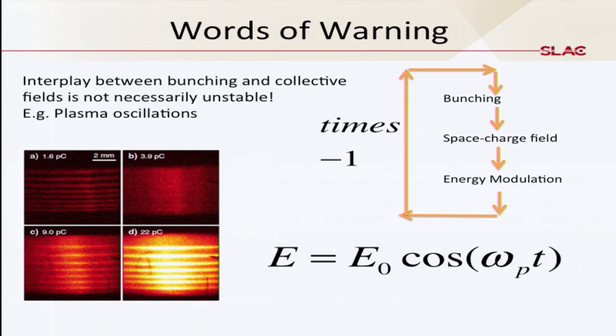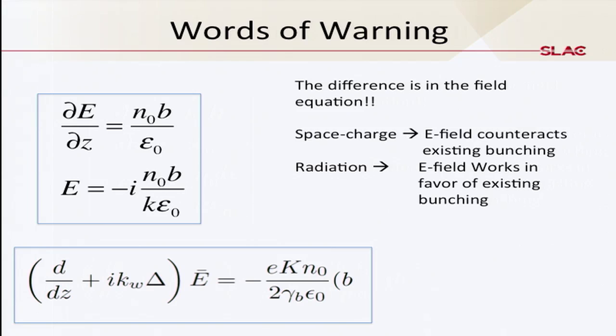It's not the fact that you have interplay between field, energy modulation, and microbunching that makes the system go unstable. The obvious example, like I said, is the plasma oscillation, where you have bunching, which generates a strong space charge field, which makes an energy modulation, which now subtracts from the bunching you had at the beginning, right? Whether your process of going from field to modulation to bunching back to field goes unstable or not depends on the interaction you're looking at. In space charge interaction, there's nothing you can do unless you have some weird multi-stream instability. The interaction does not go unstable.